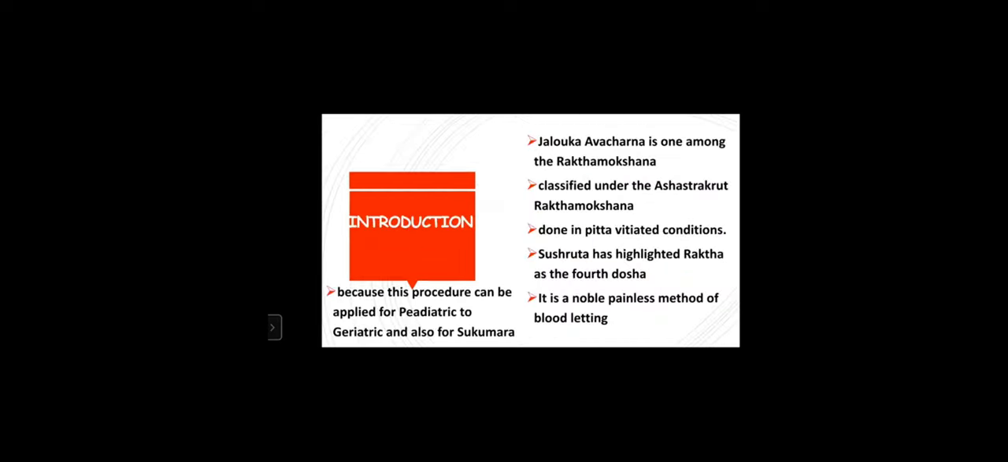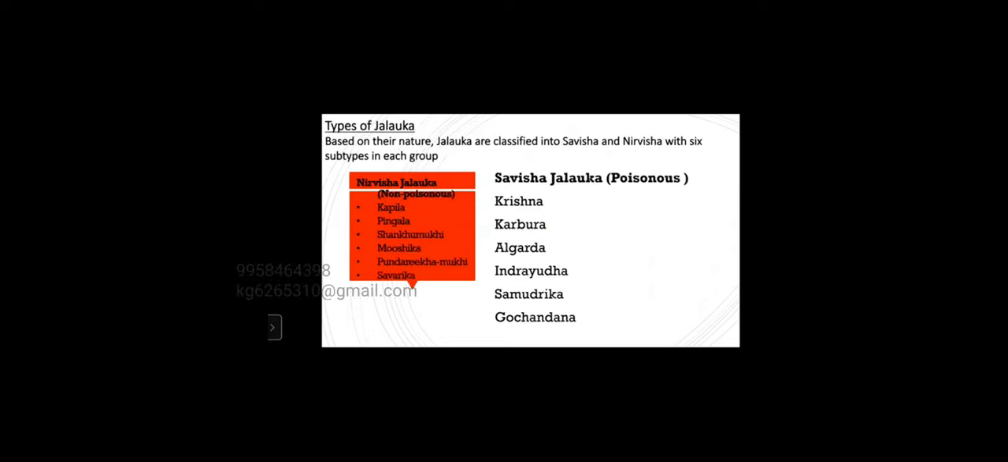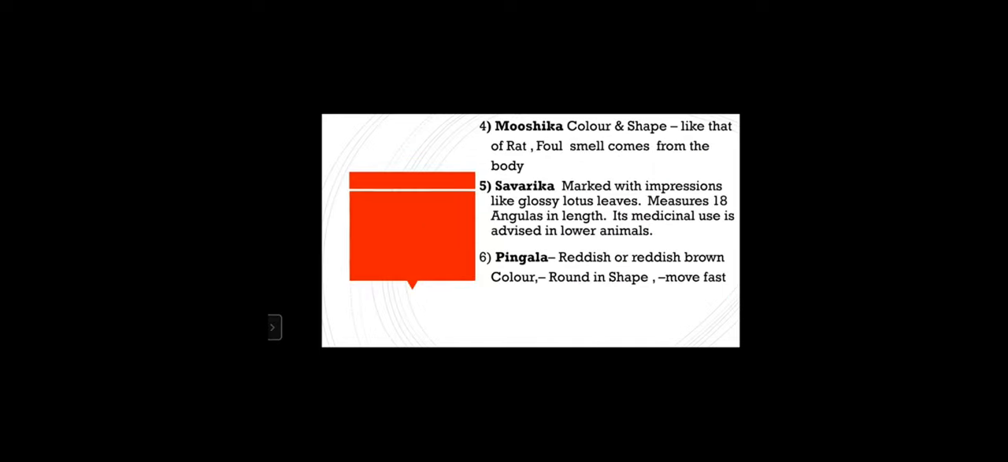Then about Jalauka Varnana, as you all know, it is one among the Anushastra for Rakta Mokshana. The definition or nirukti of Jalauka should be learned: Jalamasmin Ayuriti Jalayuka, and Jalamasam Oga Iti Jalaukasah. Oga means habituated in water, and Ayu means life itself is water. So those two definitions should be learned. Then the types should be learned by heart: Kapila, Pingala, Shankhamukhi, Mushika, Pundarikamukhi, Savarika, then Krishna, Karbura, Algarda, Indrayudha, Samudrika, Gochandana, and Savisha Jalauka. So these are the examples.